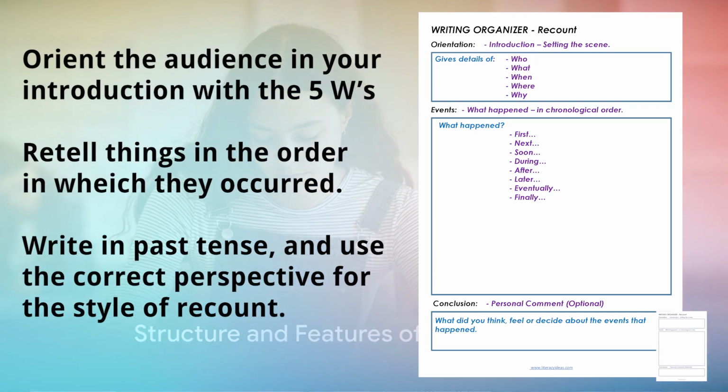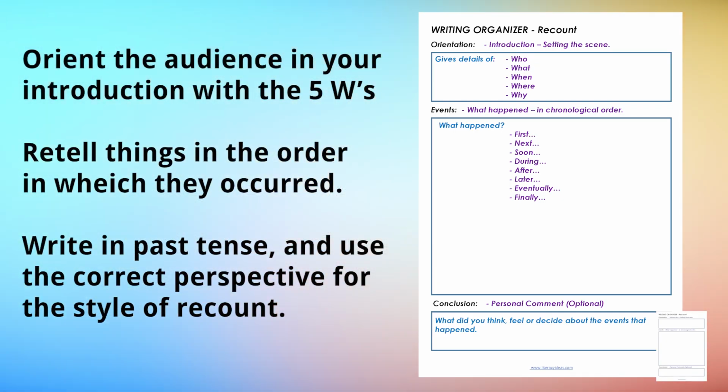Getting the structure right is key to a compelling recount text. Now think of a recount text as a journey into the past and the structure of your text as the map guiding your readers. To start, you'll need to answer the 5 W's: who, what, when, where, and why. These details set the stage for your recount and provide context for your readers.